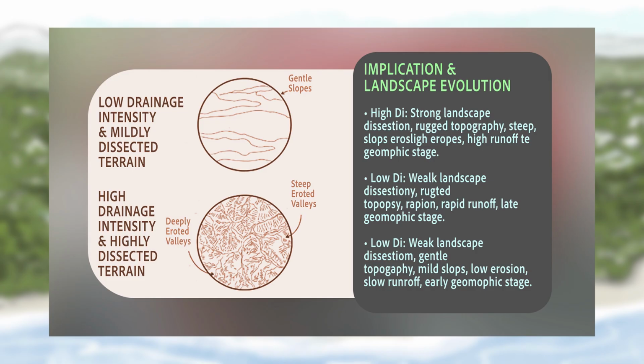A high drainage intensity value represents many streams relative to total drainage length, with high terrain dissection and more runoff with less infiltration. Low drainage intensity values show fewer streams relative to drainage length, with less dissection, higher infiltration and better groundwater recharge. Drainage density is affected by many factors, like geology and rock type.